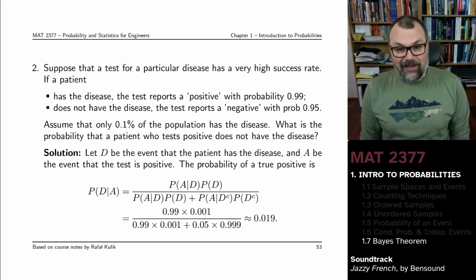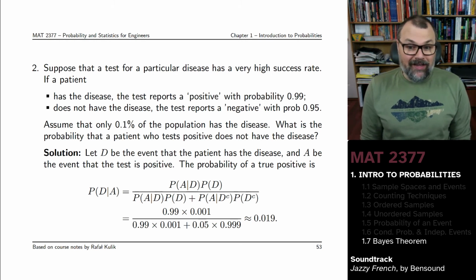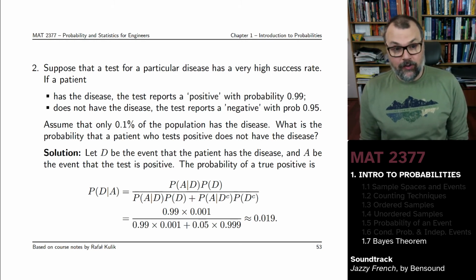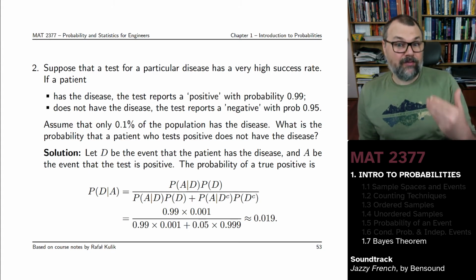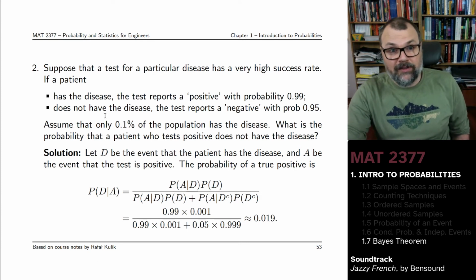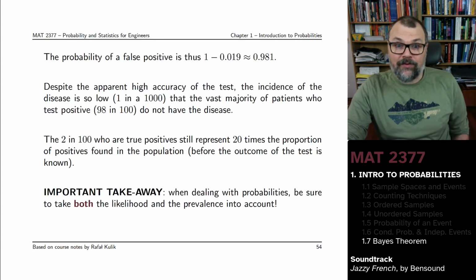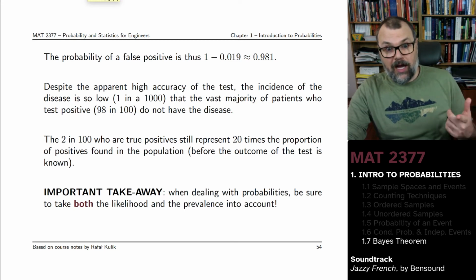It sounds like it's not a lot, and it isn't. The 2% chance is not great, but keep in mind that it's about 20 times larger as a probability than what your prior was. Originally, if you knew nothing else, you would have assumed that somebody has the disease 0.1% of the time. Here, the presence of a positive test boosts this probability to 2%. Still low in absolute terms, but high in relative terms.